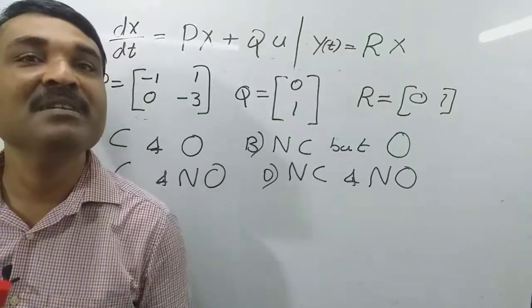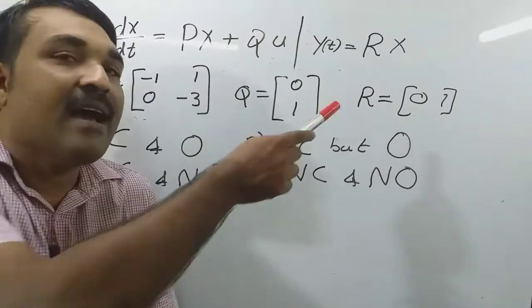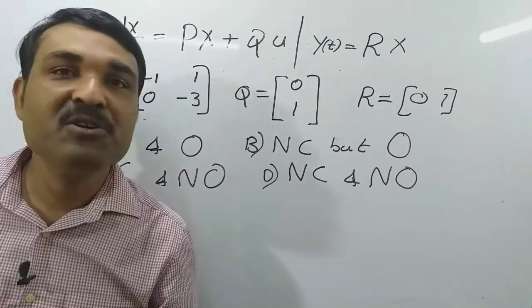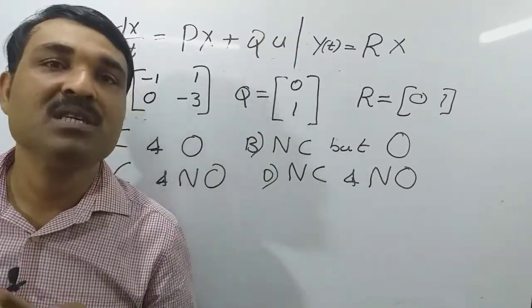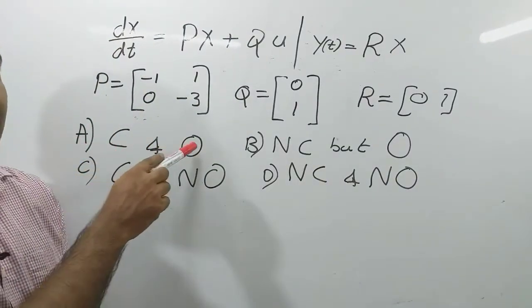In this question, a system is described by the following state equation. The matrices P, Q and R are given. We want to determine the controllability and observability of the system. Options are given. Option A, controllable and observable.